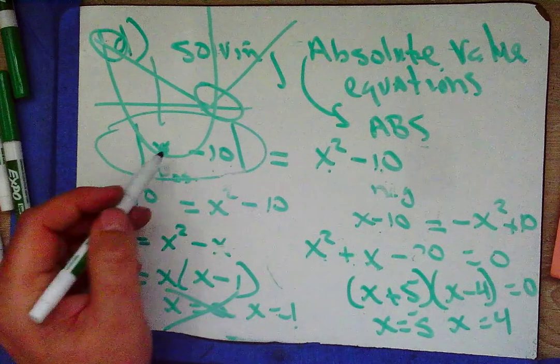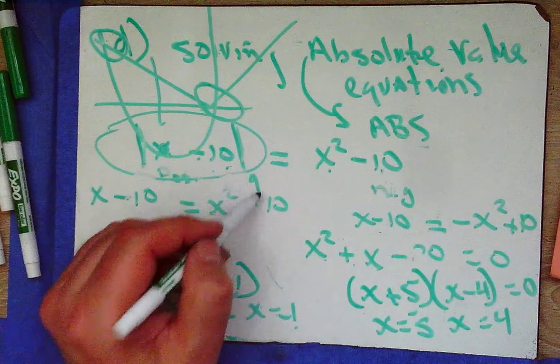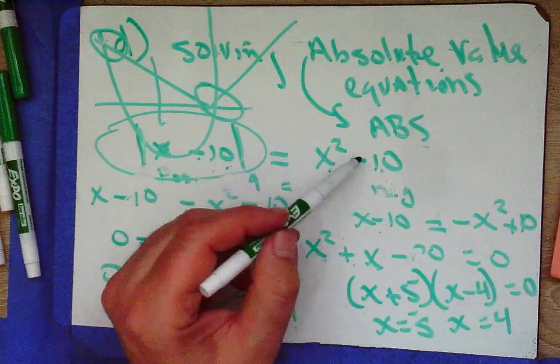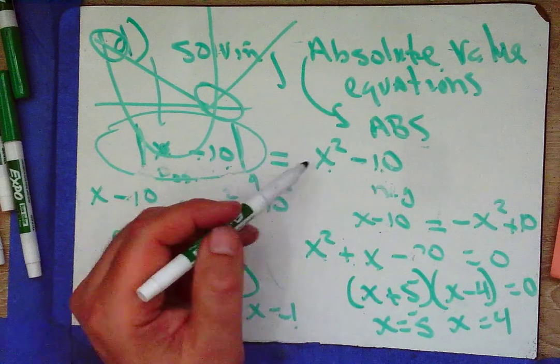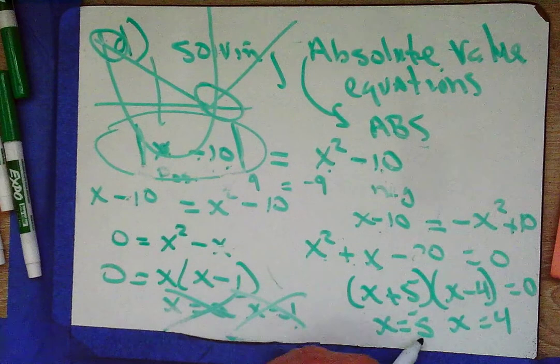Let's plug in 1. 1 minus 10 is negative 9. The absolute value of negative 9 is 9. 1 minus 10 is negative 9. These aren't equal. How about negative 5?